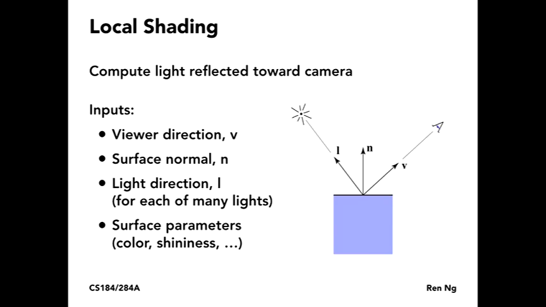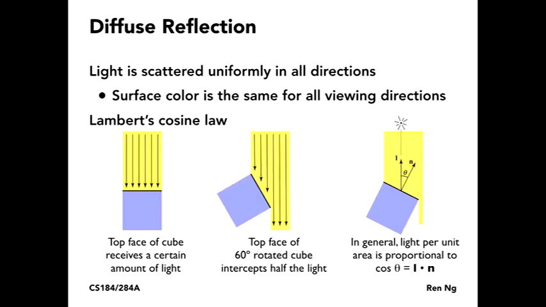And then a bunch of surface parameters. I alluded to these. You've got the color of the surface, the shininess of the surface, the color of the light, things like that. Okay, so let's get into it. The first part is the diffuse reflection part. This is the light that is scattered uniformly in all directions. And as I said, it is the thing that gives the characteristic color appearance of the object.